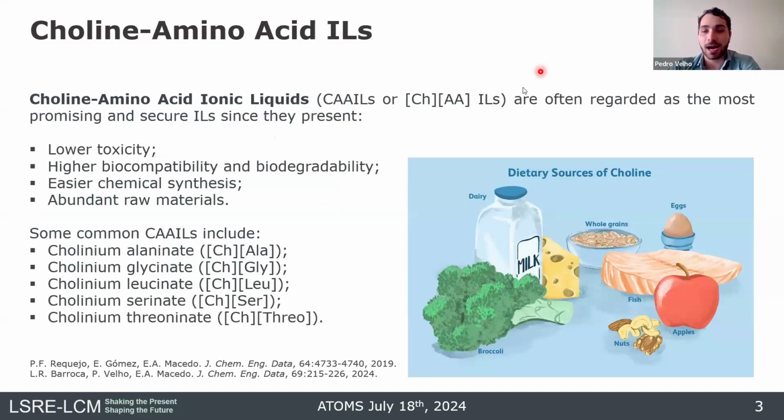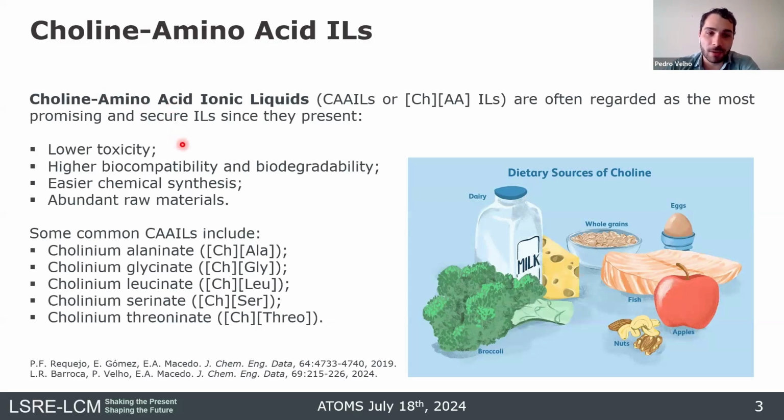And this takes us to choline amino acid ionic liquids, which are often regarded as the most promising and secure ionic liquids. They present lower toxicity, higher biocompatibility, and biodegradability. They have an easier chemical synthesis, and they have abundant raw materials. Choline amino acid ionic liquids, as the name suggests, are composed of choline, which is an essential nutrient that you can find in eggs, in apples, or in fish, for example.